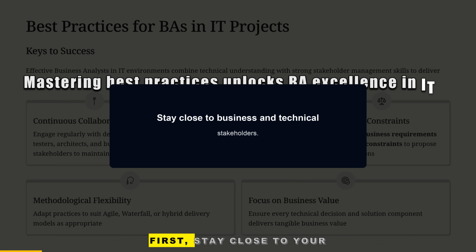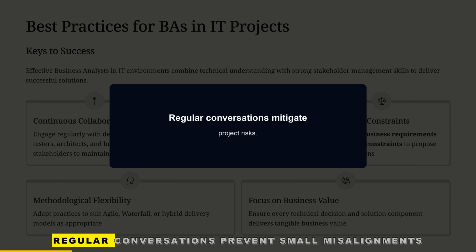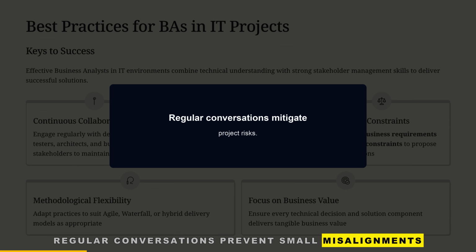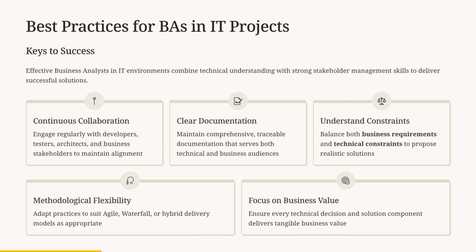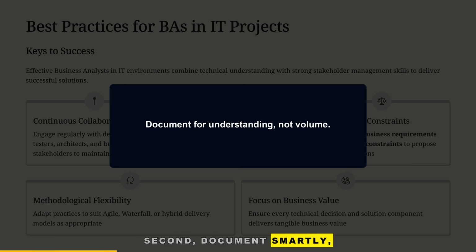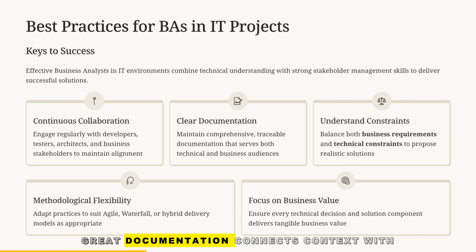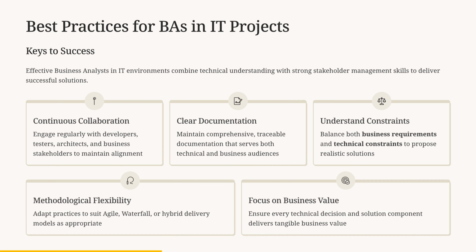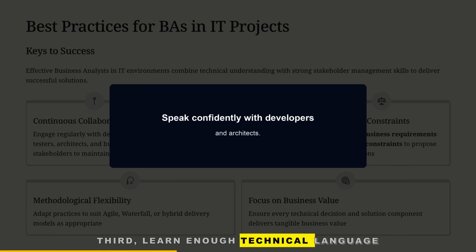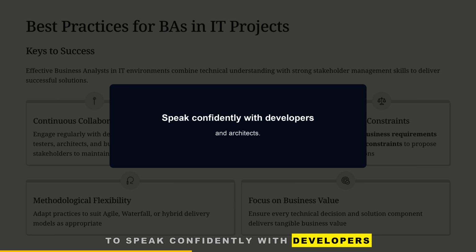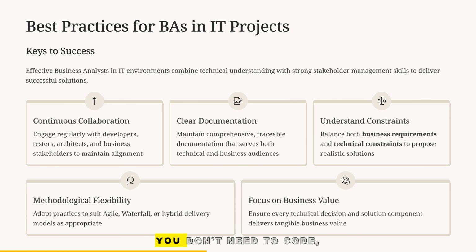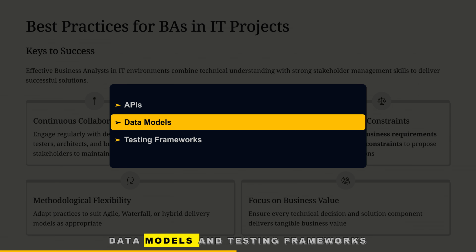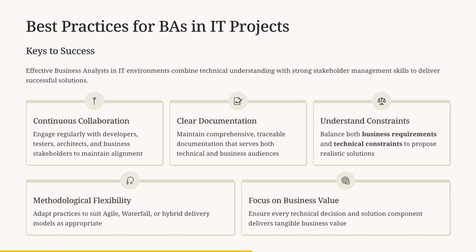To truly excel as a BA in IT environments, there are a few best practices to keep in mind. First, stay close to your stakeholders, both business and technical. Regular conversations prevent small misalignments from becoming big project risks. Second, document smartly. Write for understanding, not for volume. Great documentation connects context with clarity. Third, learn enough technical language to speak confidently with developers and architects. You don't need to code, but you do need to understand what APIs, data models, and testing frameworks mean.